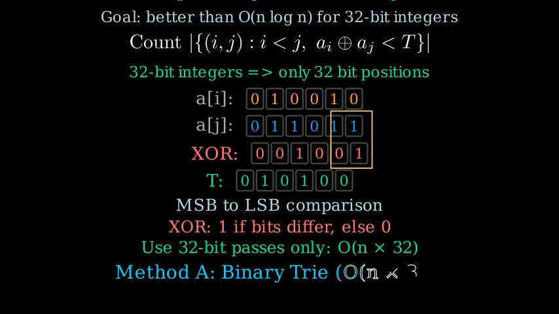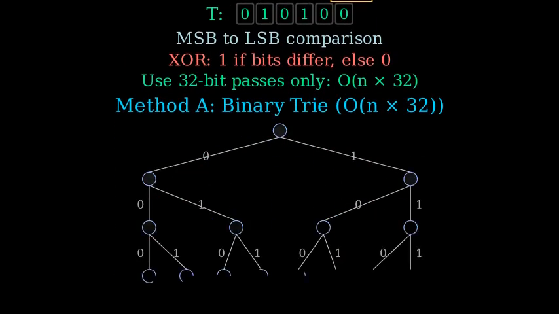Method A. Insert numbers into a binary tree, from the most significant bit to the least significant bit. For each new number a[j], query how many previously inserted a[i] produce a[i] XOR a[j] less than T. Then insert a[j]. This respects i < j by construction and runs in O(n times 32).